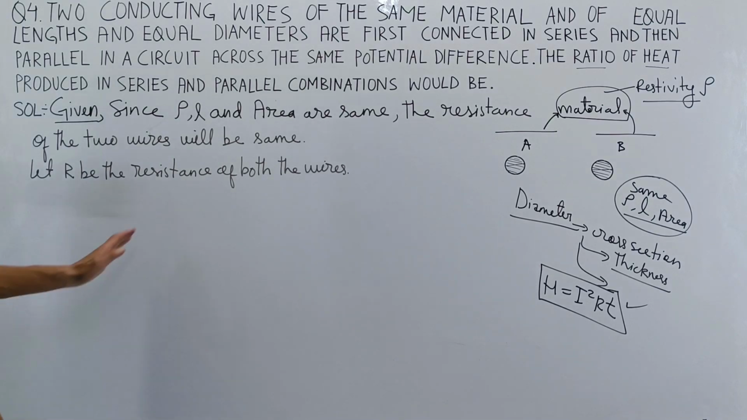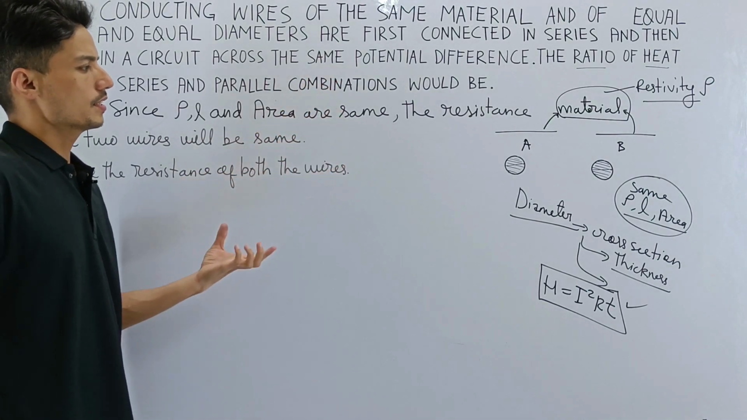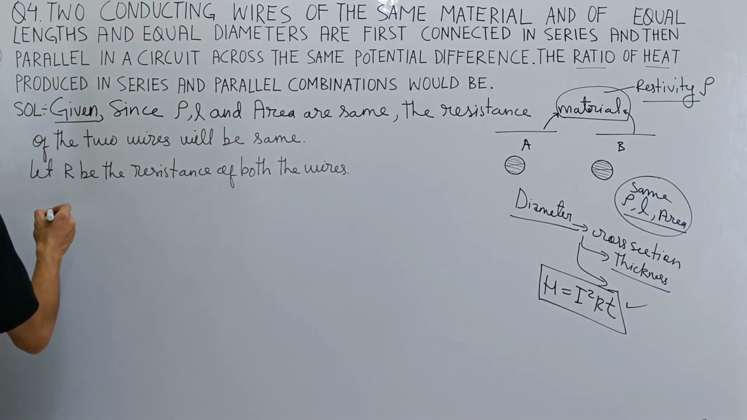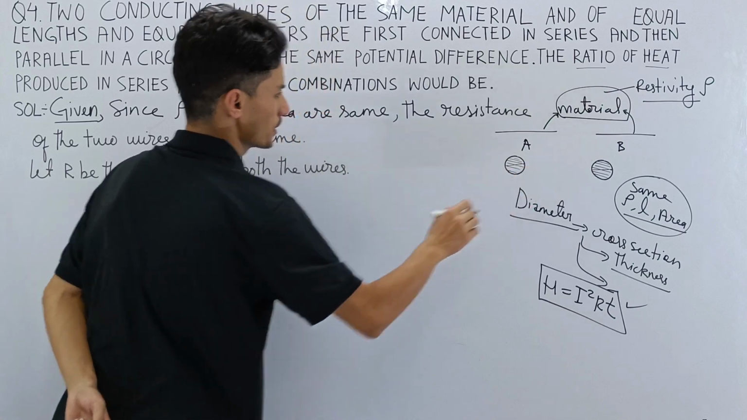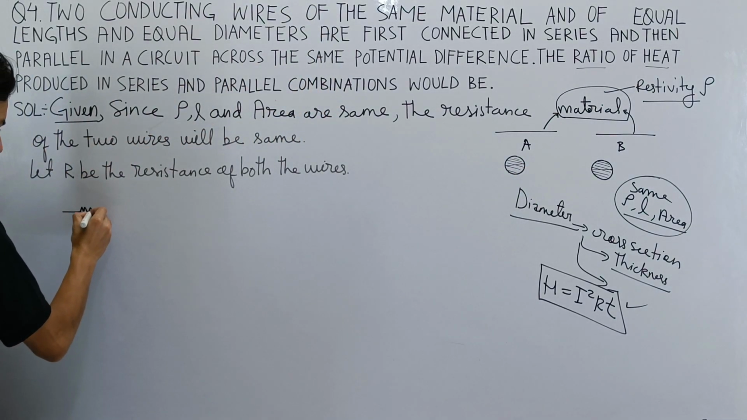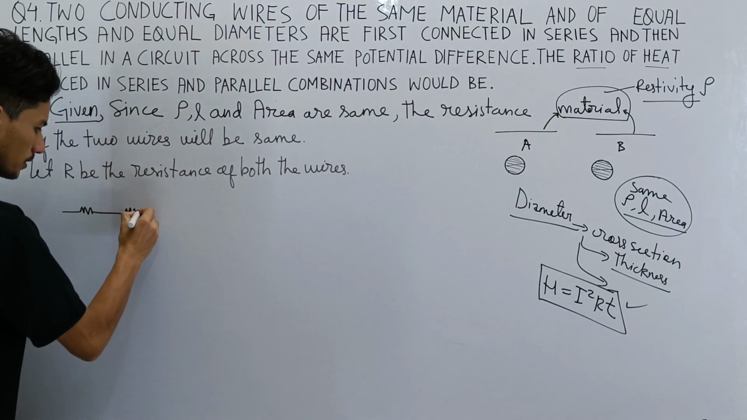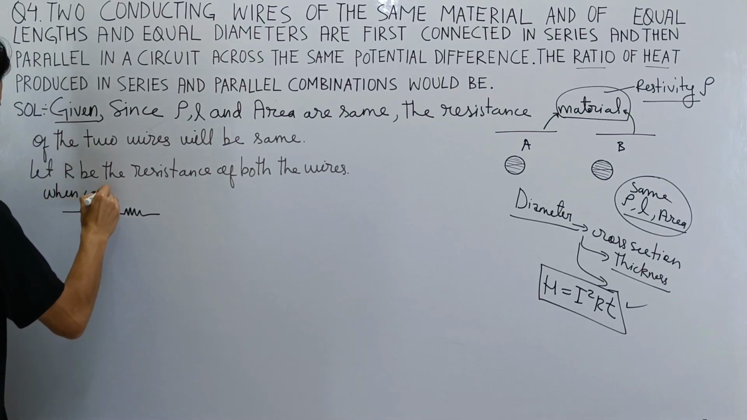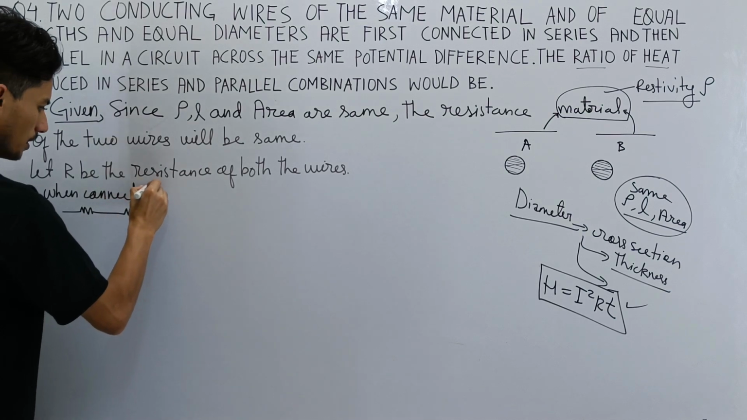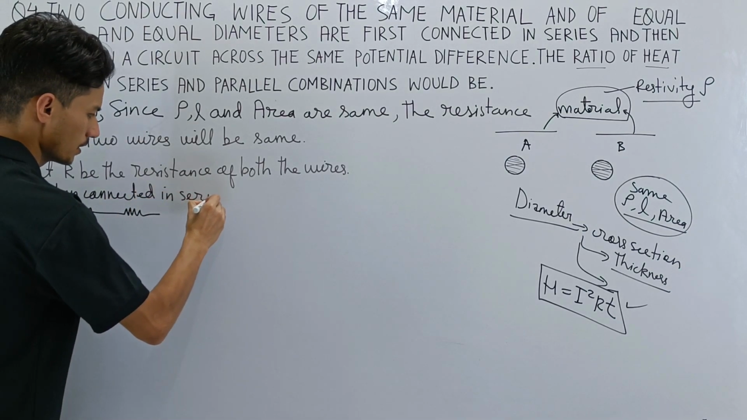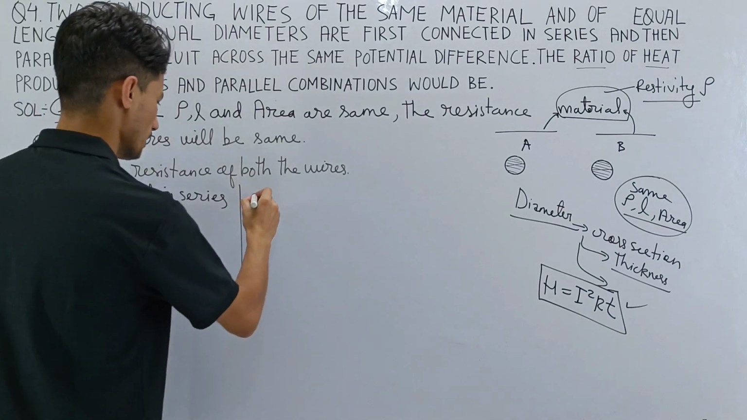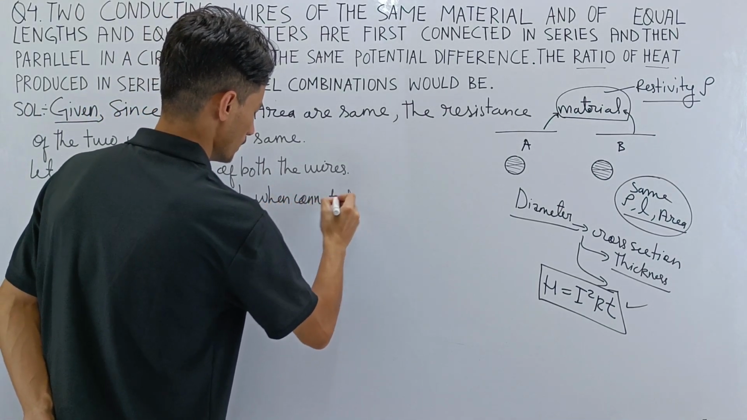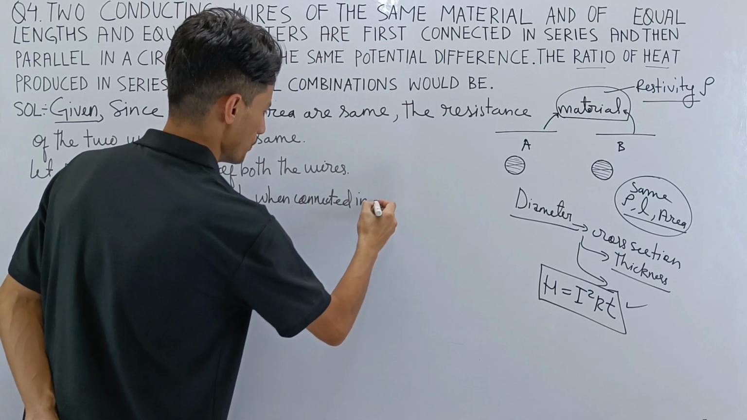Now the question says that these two wires are connected in series and then in parallel. So let us see for series. How will these two wires be connected in series? In series they will be connected like this. Wire number 1 and then wire number 2. When connected in series, and then here you write when connected in parallel.